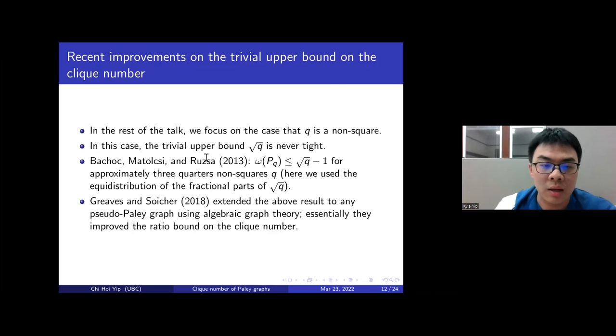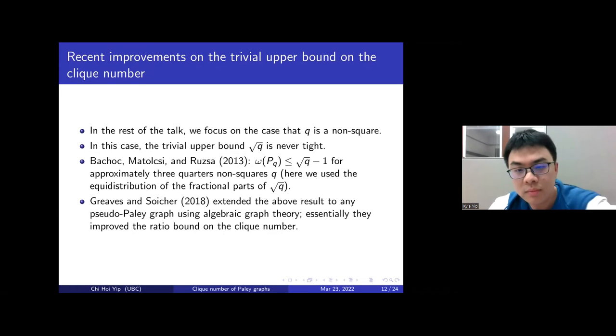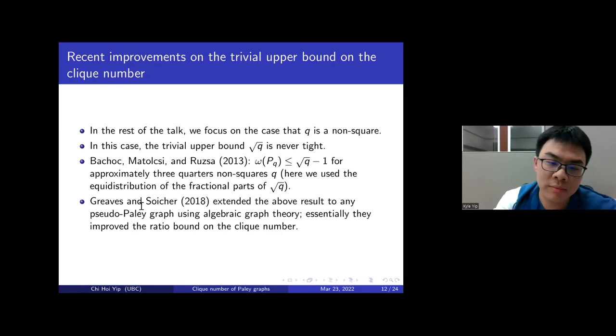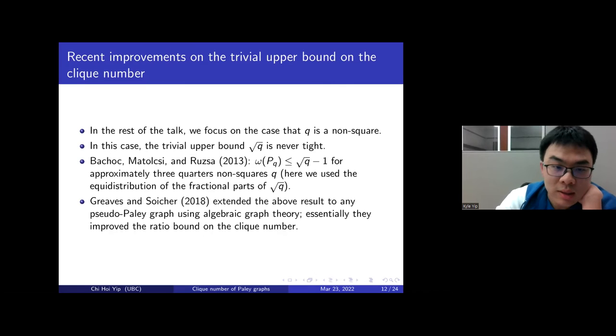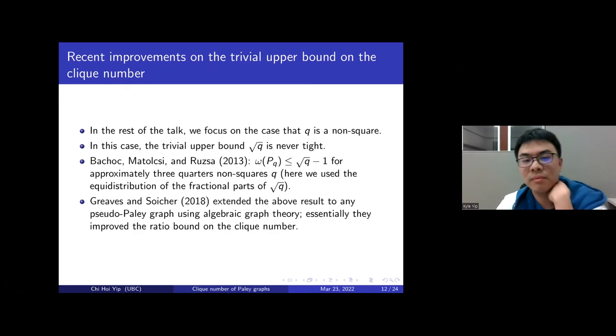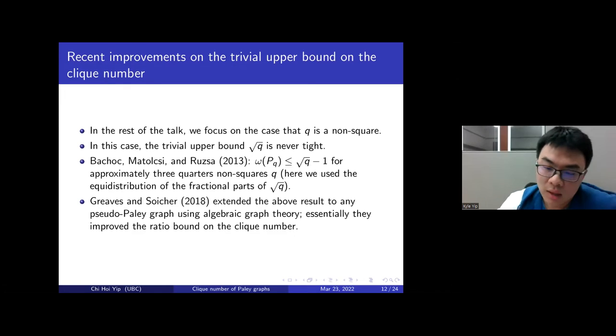The proof by Baker, Bertolucci, and Ruzsa was based on a careful study of Kloosterman sums, and this is a proof based on algebraic graph theory. So basically until 2019, the best known result is that the clique number is at most square root q minus one. So it's just one better than the trivial bound.